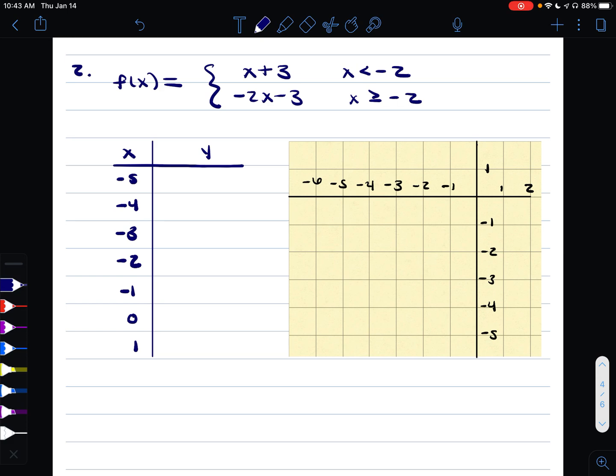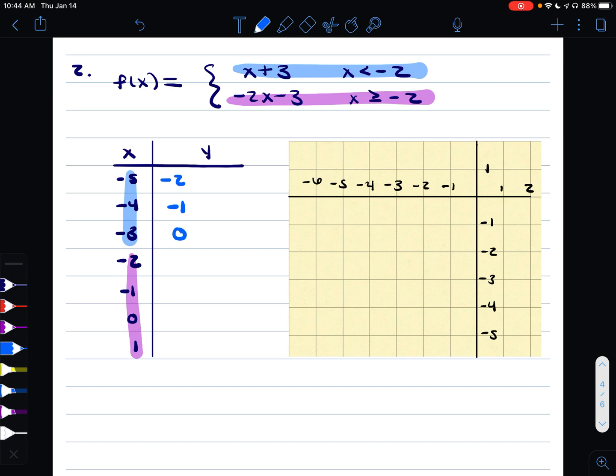Okay, so in this case, -5, -4, and -3, those are all less than -2 and go into the top equation. -2, -1, 0, and 1, those are all greater than or equal to -2 and go into the bottom equation. So now we just start plugging them in. All right, so starting with our -5, plugging that into the top equation. -5 plus 3 is a -2. Plug in a -4. -4 plus 3 is a -1. And then -3 plus 3 gives us 0.